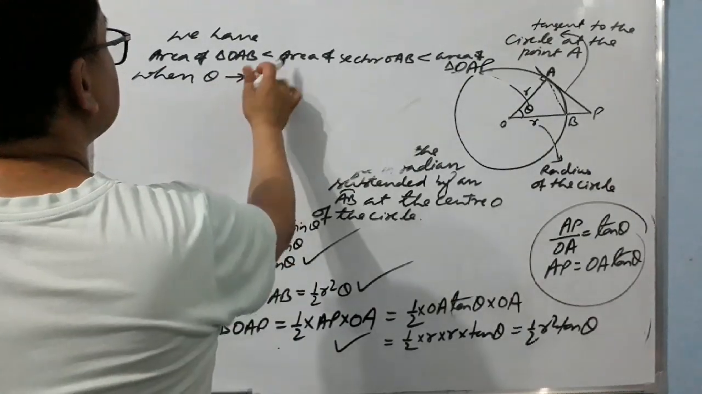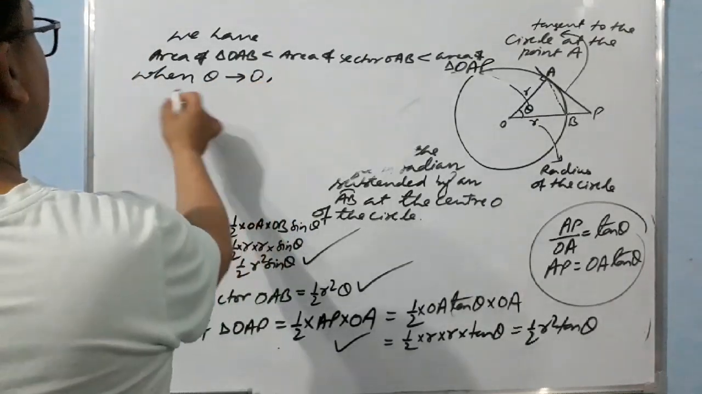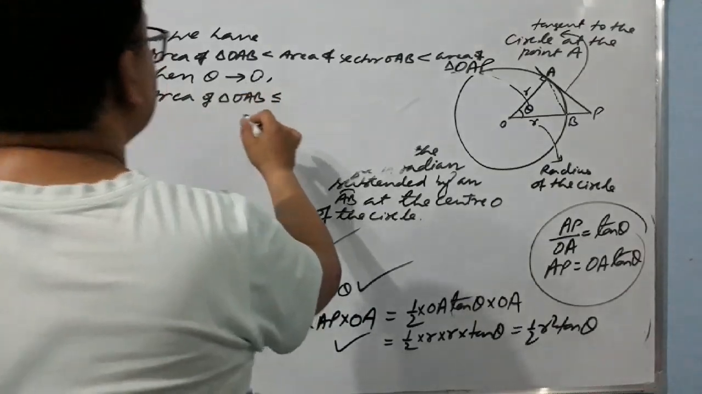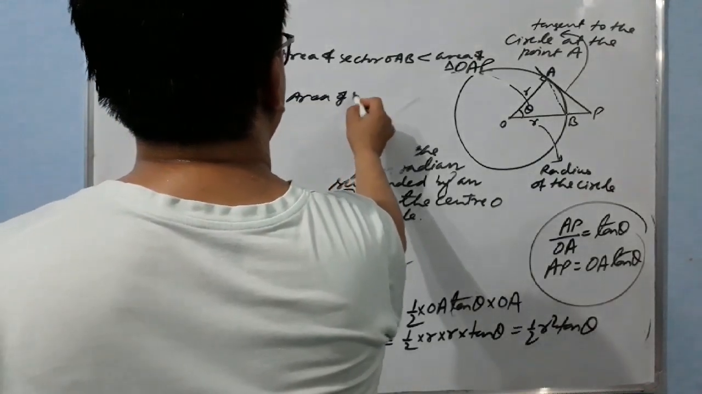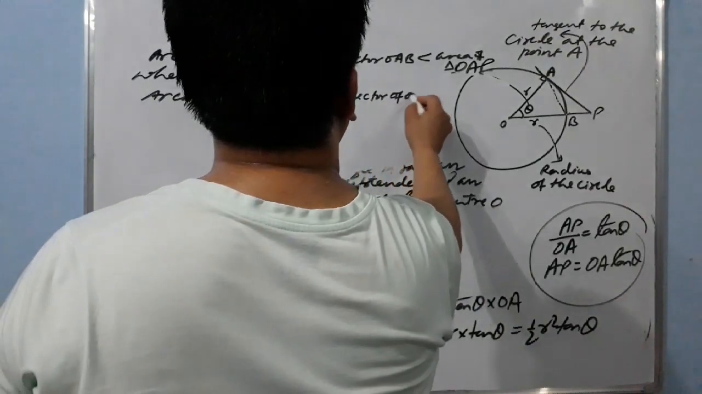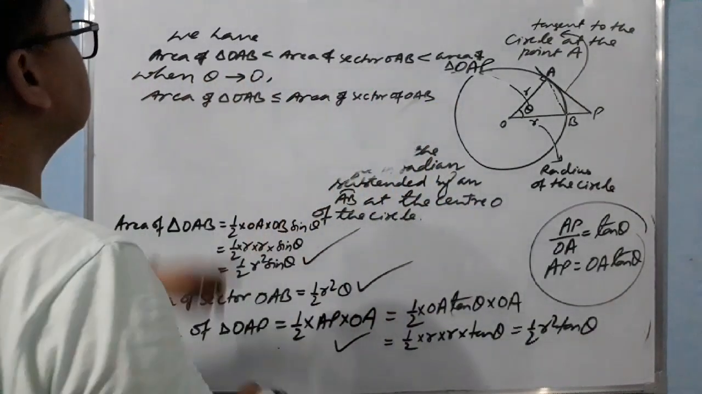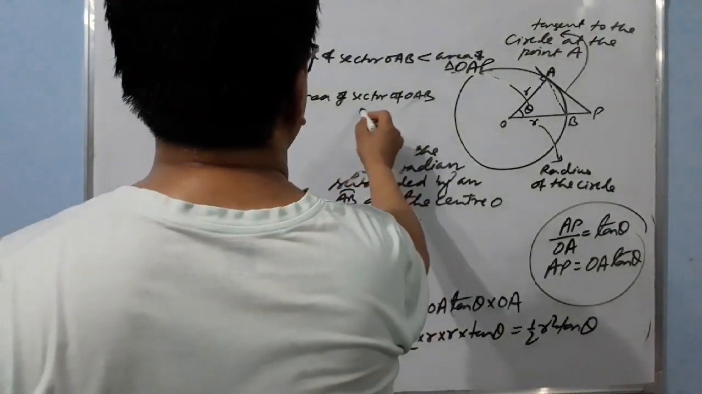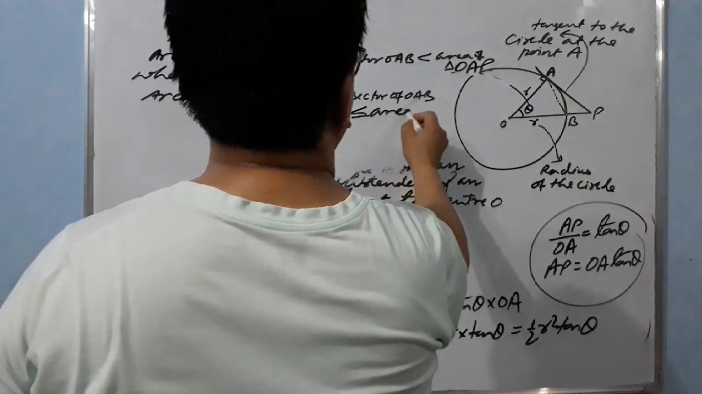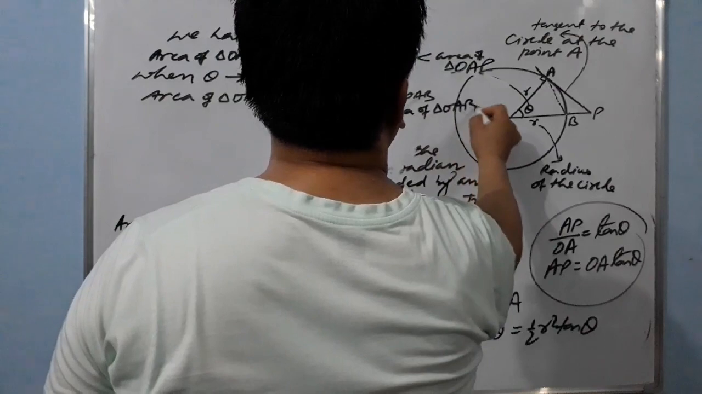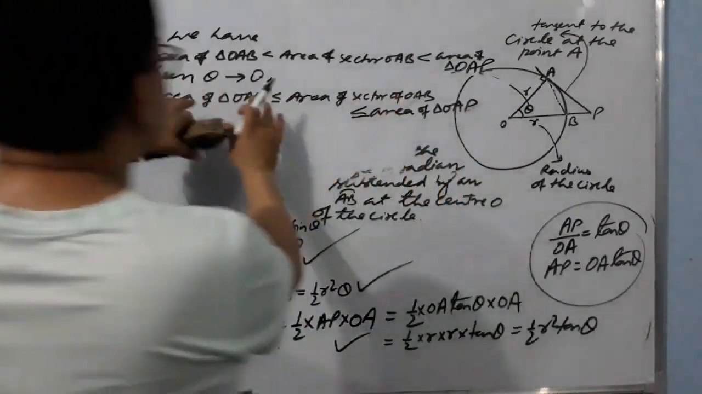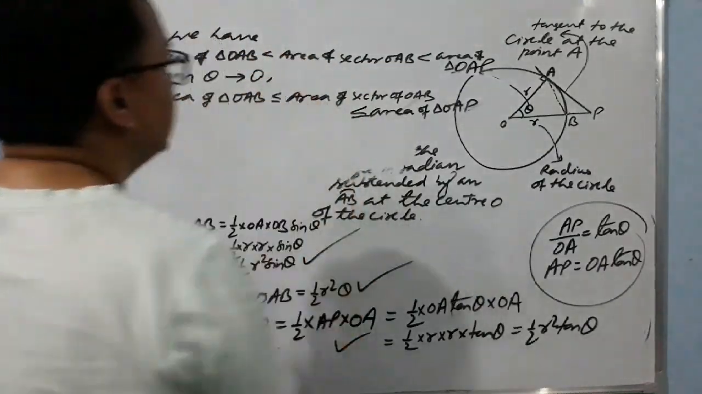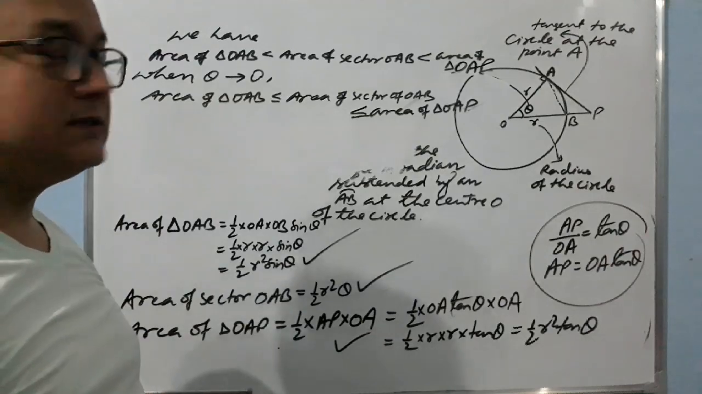At that time, when theta tends to 0, we may have area of triangle OAB less than or equal to area of sector OAB, less than or equal to area of triangle OAP. So we are combining: this is the general case if theta is greater than 0, and when theta tends to 0 we have equality. Or simply, without using this condition also, we can simplify this portion. At last we can use the sandwich principle.